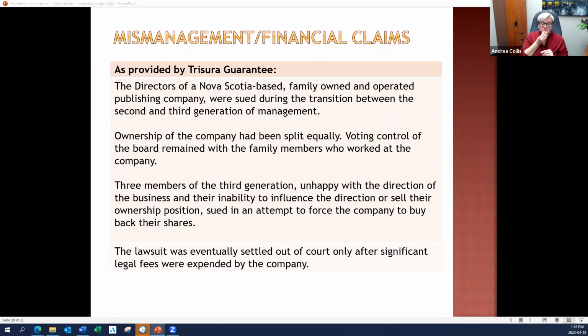So that was kind of interesting. We're not really sure at the end here what the settlement was, or whether they had to buy them out, or what the case was, just that the legal fees were paid by the insurer.